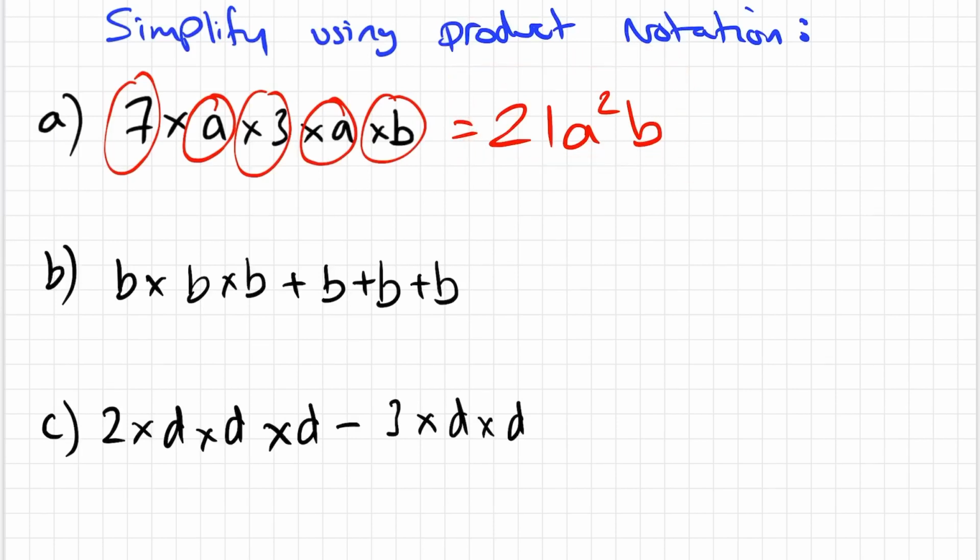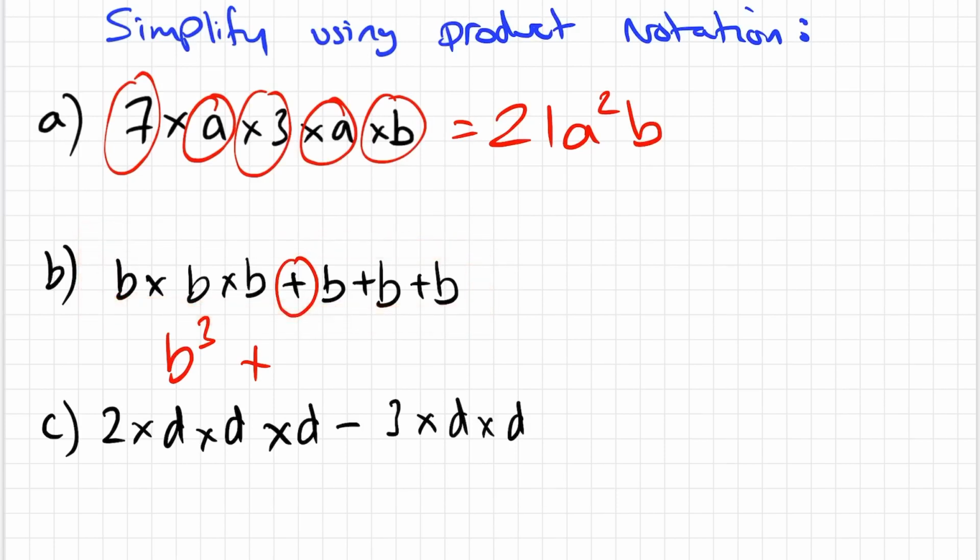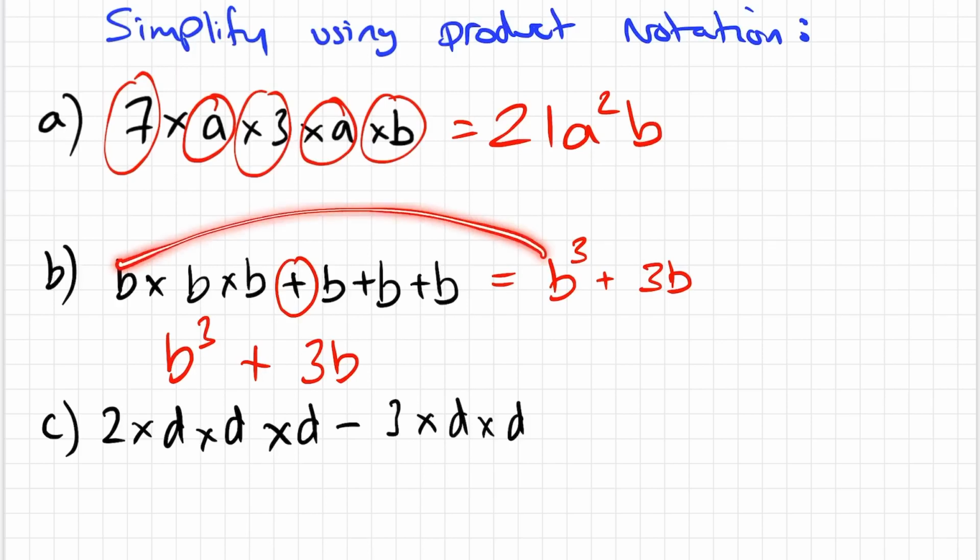Okay, let's look at part B. Part B is b times b times b. So this part here, b times b times b would be b to the power of 3. And then look, we've got a plus. We cannot take this as one single term because there is an addition there. Plus b plus b plus b. So 3 lots of b, and 3 lots of b is simply 3b. So this is going to be equal to b cubed plus 3b. B raised to the power of 3, b cubed, means that there's b times b times b.